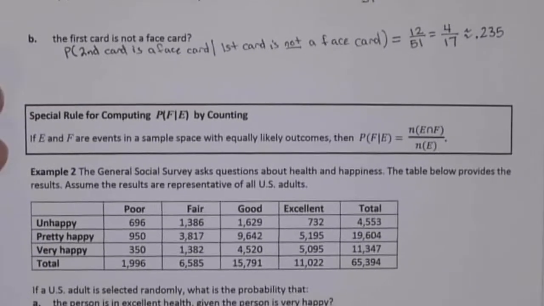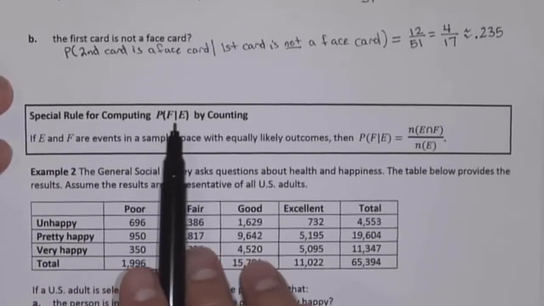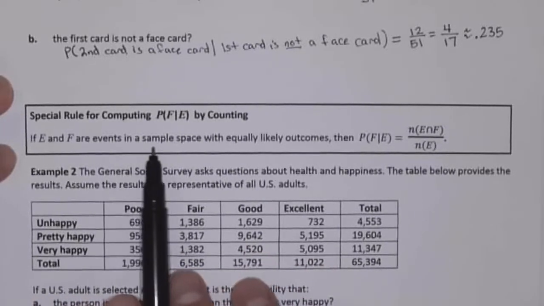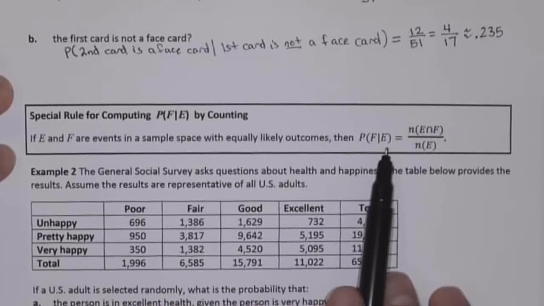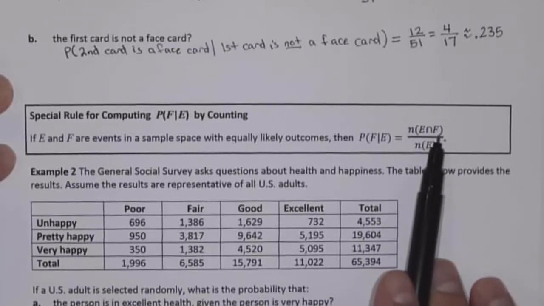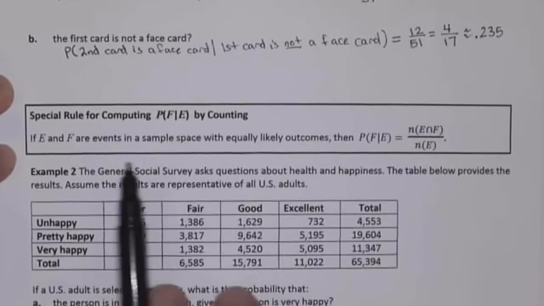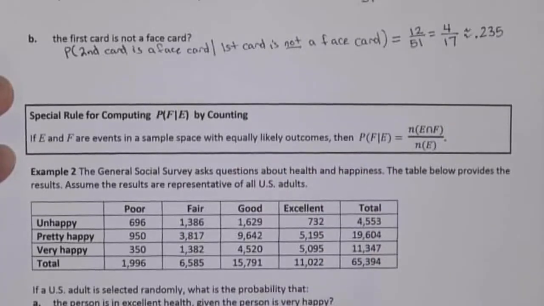So this leads to our rule. We call this the special rule for computing the probability of F given E by counting. So if E and F are events in a sample space with equally likely outcomes, then the probability of F given E is equal to the number of ways that E and F can both occur divided by the number of ways that E can occur. So again, this is our rule for computing the probability of F given E by counting, and that's what we really used here in example 1.